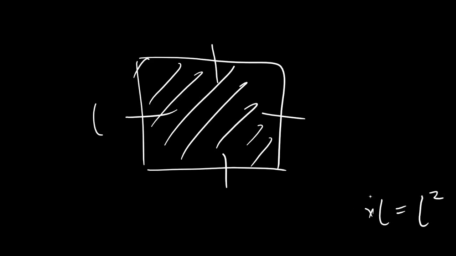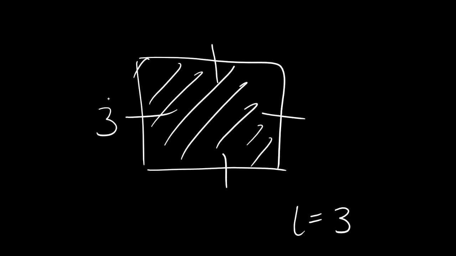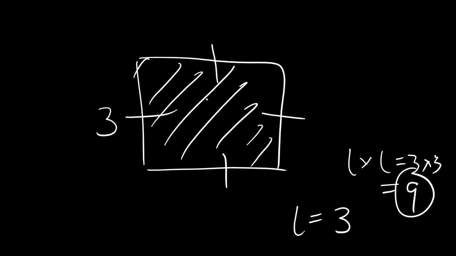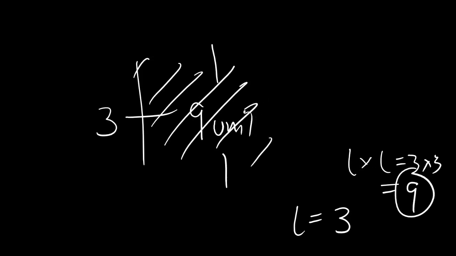So for example, if L equals 3, you do L times L, which is 3 times 3, which equals 9, which means that in total there are 9 units squared. Again, area is in units squared.